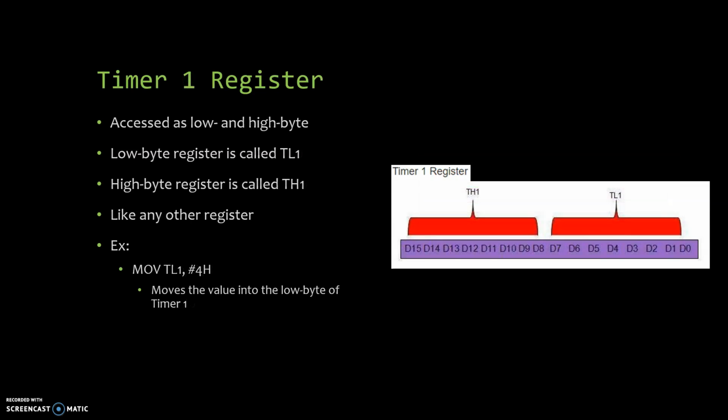Timer 1 is very much the same as timer 0. It's also a 16-bit register, accessed as low and then high byte. The low byte register is called TL1 and the high byte is called TH1. The registers can be accessed like any other register, and the same thing applies: we move a value into the low byte of timer 1, if you follow the example. It's very much the same as the other one.